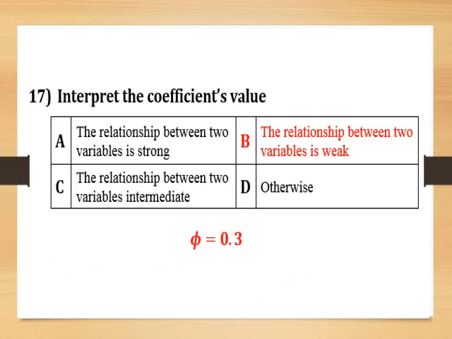Number 17. Interpret the coefficient value. Phi equals 0.3 means that the relation between the two variables is weak. Correct answer B.